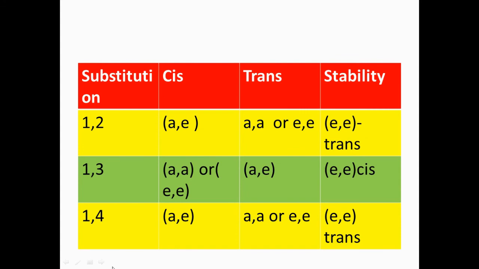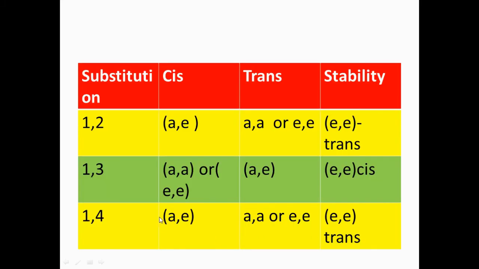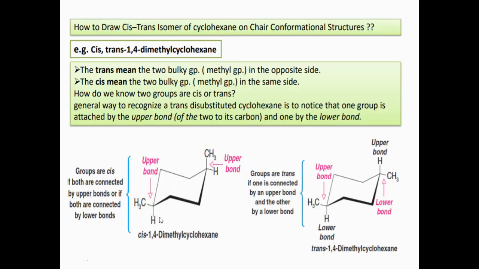That is similar to 1,4-disubstituted cyclohexane. The cis form is axial-equatorial, and the trans form is axial-axial or equatorial-equatorial. The most stable conformation is equatorial. In the case of 1,3-disubstituted cyclohexane, the cis form is axial-axial or equatorial-equatorial, the reverse of the 1,2 or 1,4 form. The trans form is axial-equatorial. The most stable conformation is the cis form, equatorial and equatorial.